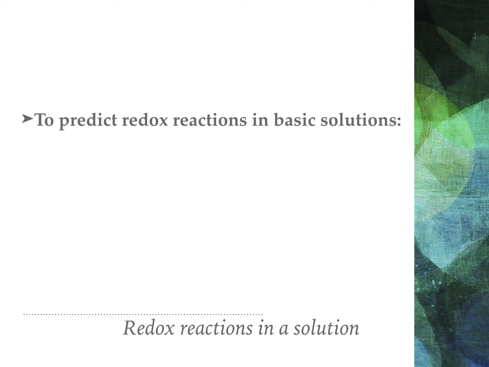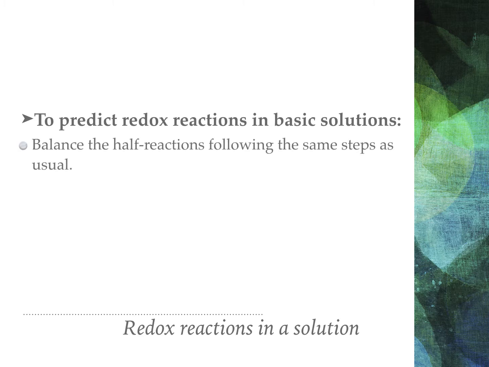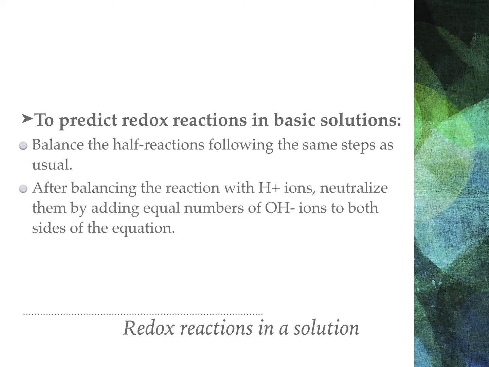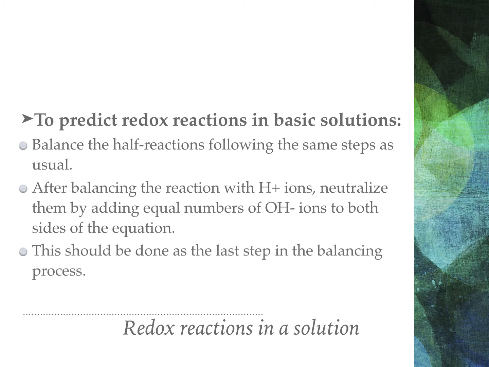To predict redox reactions in basic solutions, balance the half reactions following the same steps as usual. After balancing the half reactions with hydrogen ions, neutralize them by adding equal numbers of hydroxide ions to both sides. This should be done as the last step in the balancing process.